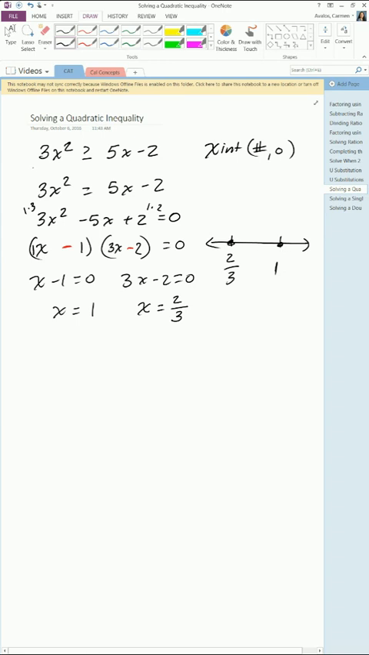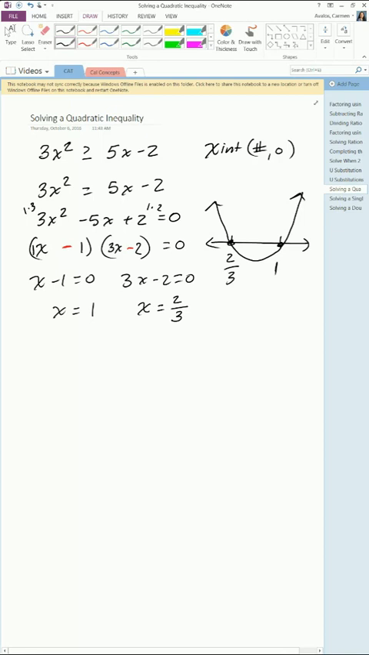I know that the leading coefficient is positive. I know it's a quadratic, so therefore it's going to be concave up. And it's also going to be a parabola. So the leading coefficient being positive is the concavity, that it's concave up, and the square means that it's going to be a parabola.